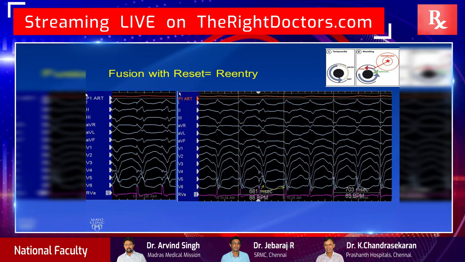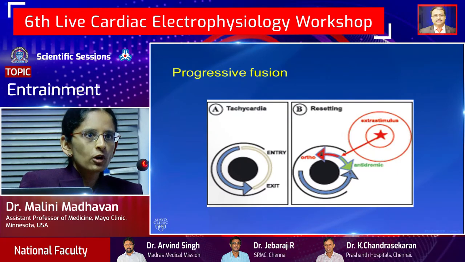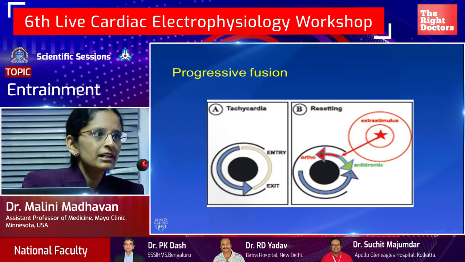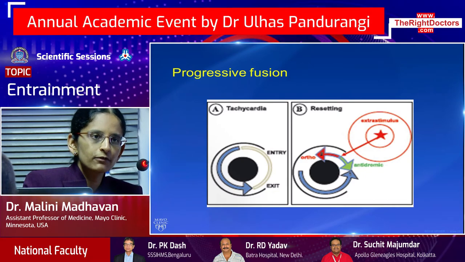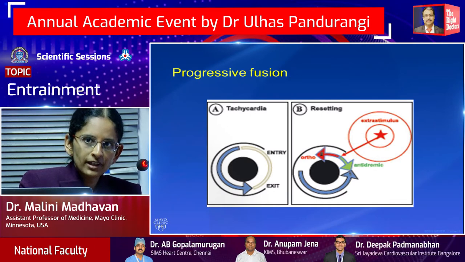Now, we'll get to that later. We'll talk about progressive fusion after that. So what is progressive fusion? It's basically what happens if you pace a little faster and faster. In other words, if you're delivering a single PVC, it's what happens if you bring your PVC in a little sooner and then a little sooner after that, right?